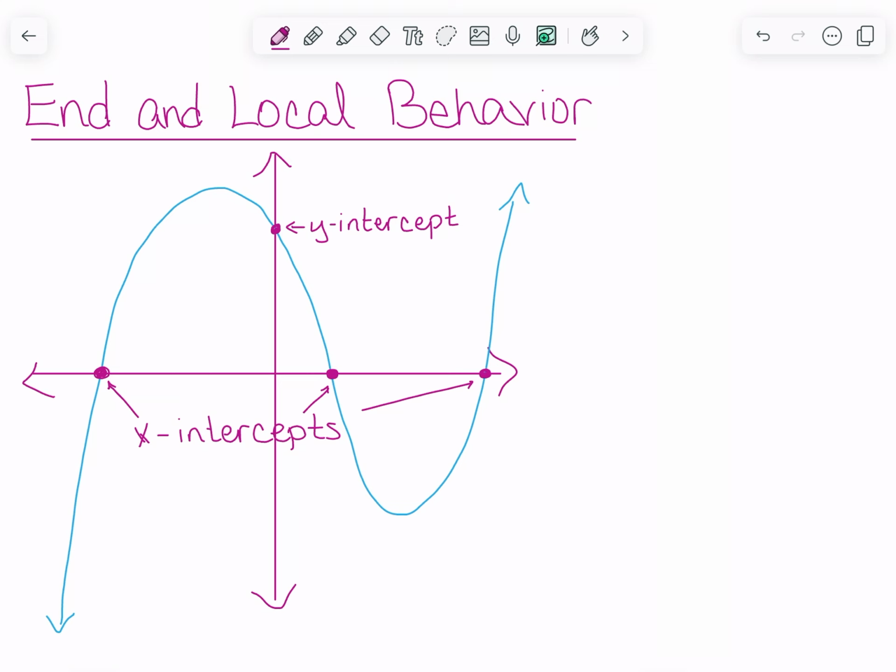The turning points are where we switch direction. I've marked the 2 turning points here. These are also our local maxes and mins, but they're where my graph switches directions between increasing to decreasing or between decreasing to increasing.